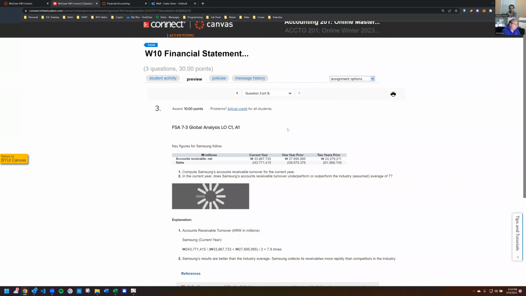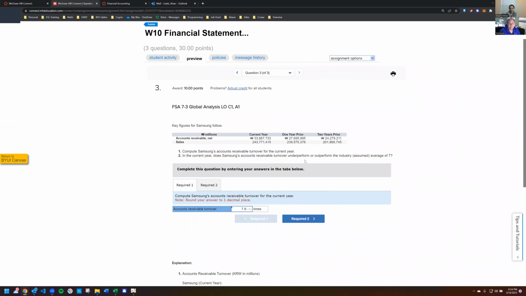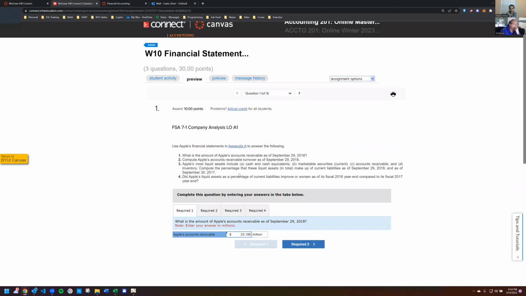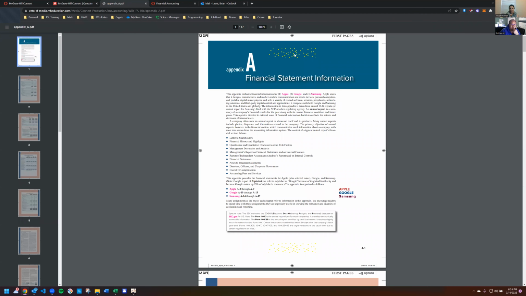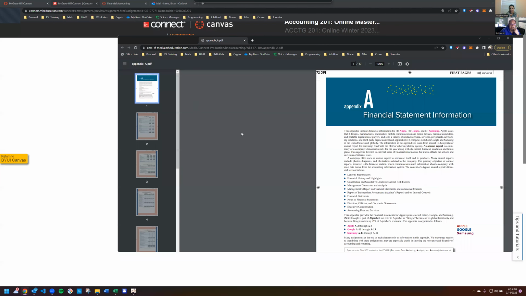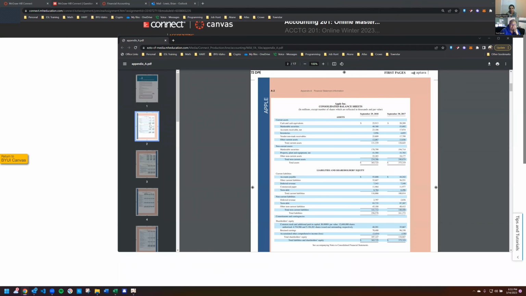Yep, that's it. This one right here. Compute Samsung's accounts receivable turnover. No, that's question 3. We want to be on question 1. Oh, question 1. Okay, sorry. What is the amount of Apple's accounts receivable? I feel like I've done this one before. I bet there's a video out there on this one. I feel like maybe last semester. This is Apple. Yep.